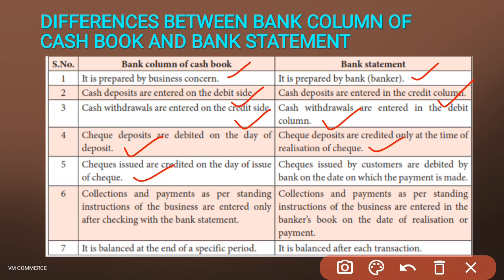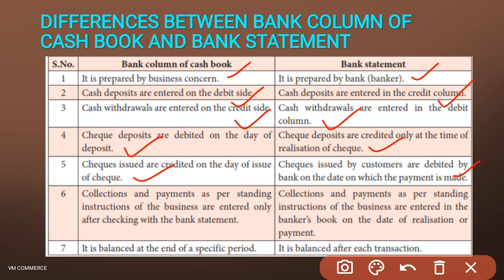Cheques issued are credited on the day of issue. Cheque issued means cheque paid by the business, so it is a payment by the business. When they issue a cheque, on that day itself they credit the money. But the cheques issued by the customers are debited by the bank only after the payment is made. When the amount is actually paid to that person, only then will the bank debit the money.